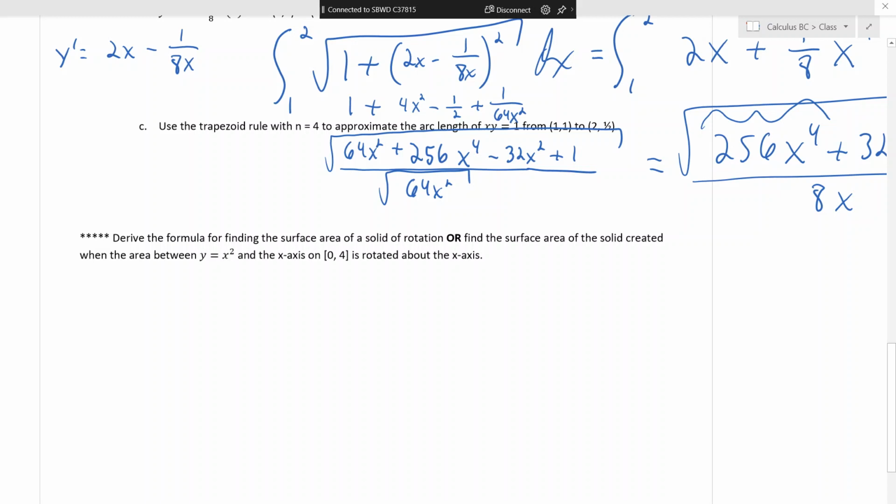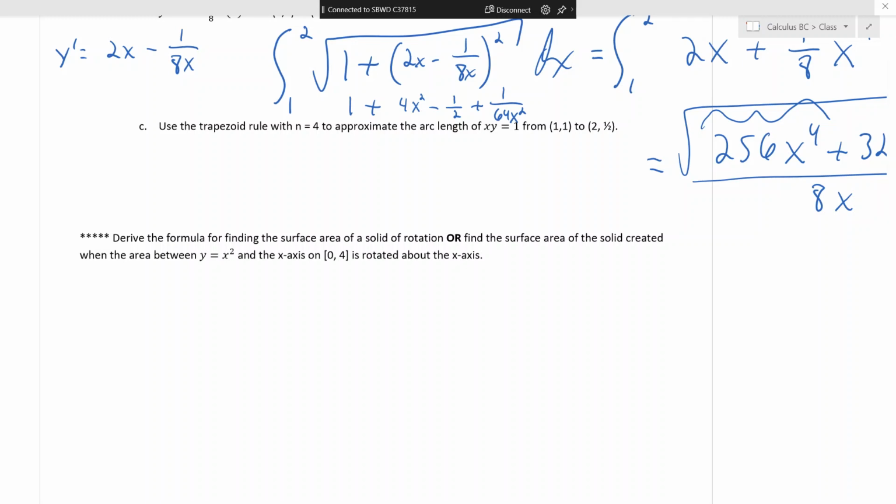When I ask you to find something using the trapezoid rule, disregard the trapezoid rule until you get your integral. And then once you get your integral, you're going to use the trapezoid rule as if that was the integral you were given to begin with. Okay, what's the trapezoid rule is not a good question right now, David. Okay.